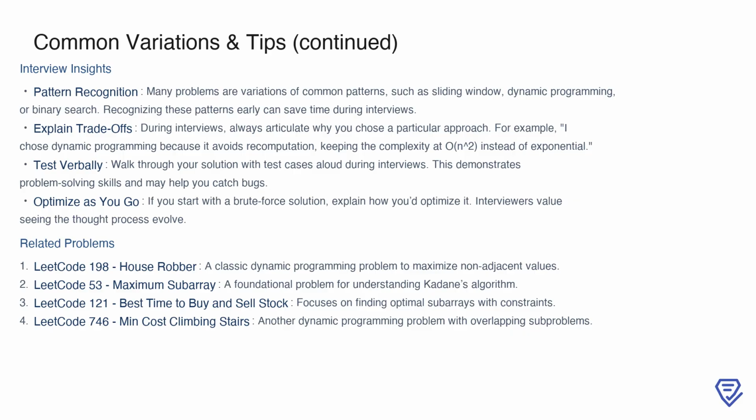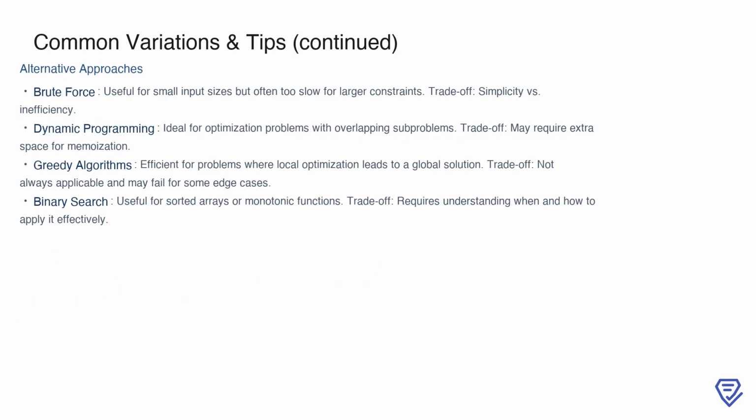Other useful problems include LeetCode 121, which explores optimal subarrays, and LeetCode 746, which deals with minimizing costs with overlapping subproblems. There are several alternative approaches to solving problems, each with its strengths and weaknesses. Brute force is often the simplest to implement and works well for small input sizes, but it quickly becomes inefficient as the constraints grow. Dynamic programming is particularly effective for optimization problems with overlapping subproblems, though it might require additional space for memoization. Greedy algorithms are another option.